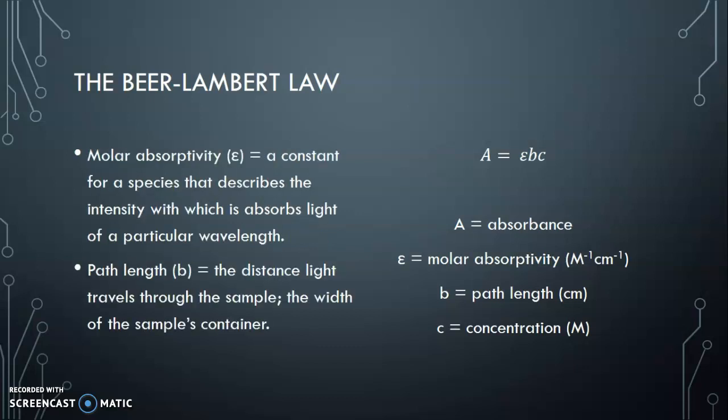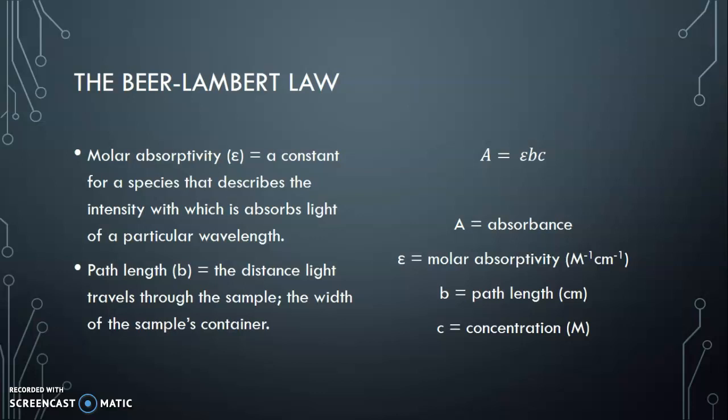Molar absorptivity is a constant for a species that describes the intensity with which it absorbs light of a particular wavelength. So the higher the molar absorptivity, the greater the percentage of photons of that particular wavelength that are being absorbed by your substance. We're working with copper 2 as the species that we're detecting by UV-vis, so molar absorptivity will be constant for our experiment.